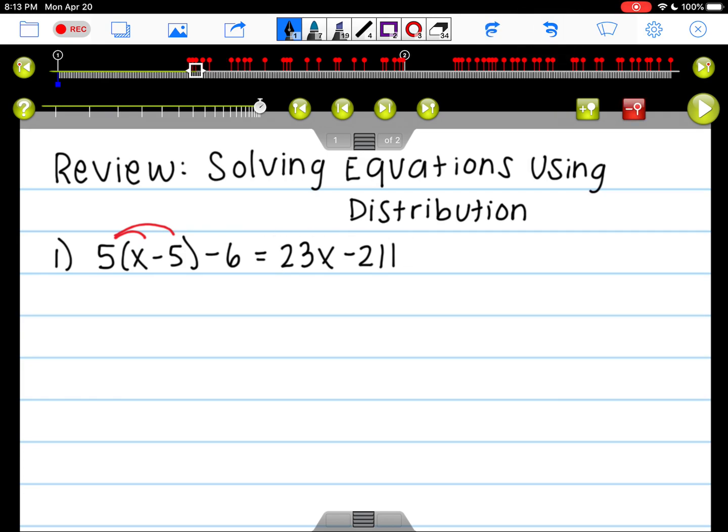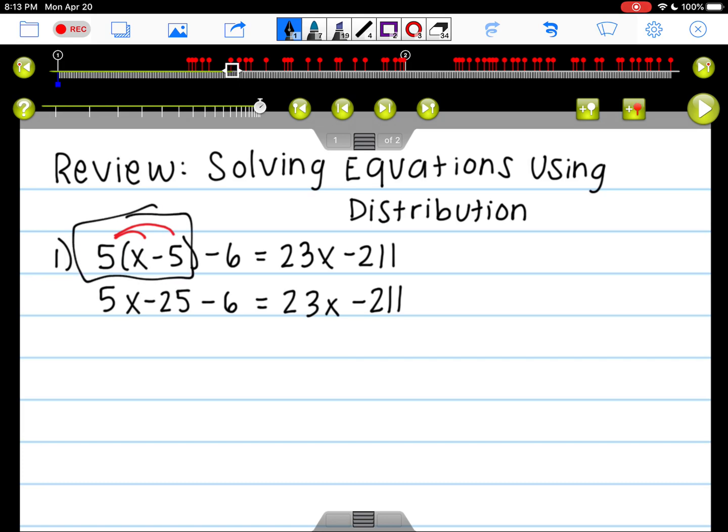So we're first going to distribute. 5 times x is 5x, and 5 times negative 5 is negative 25. I'm going to bring down the minus 6 equals 23x minus 211, because I didn't touch anything. All I did so far was distribute this. And then I'm going to combine like terms on the left-hand side.